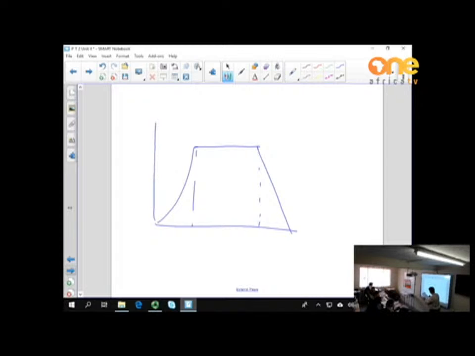Over here, we've got 10 seconds. Okay, this is time. And over there, we have 25, and over here, we have 30 seconds. Over here, we have got 20 meters per second. So now we have a velocity time graph.